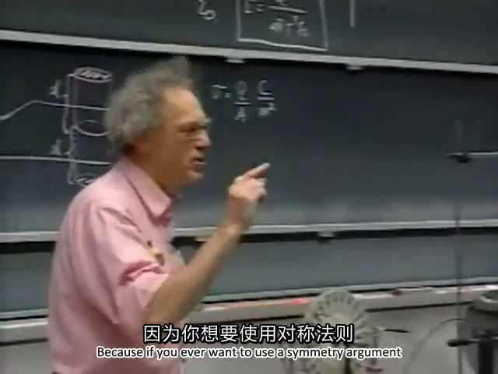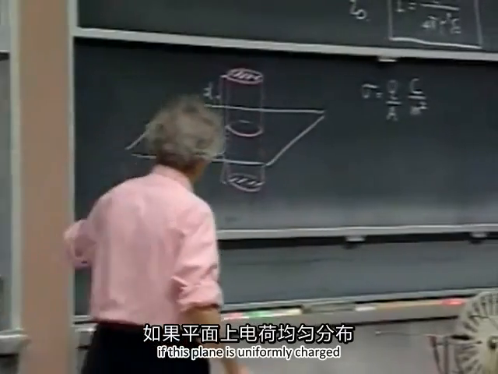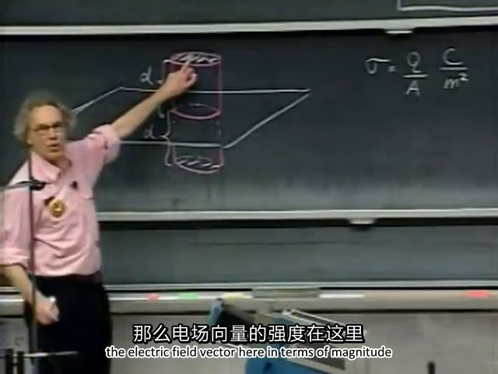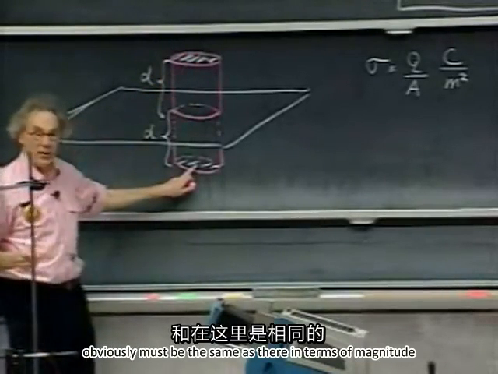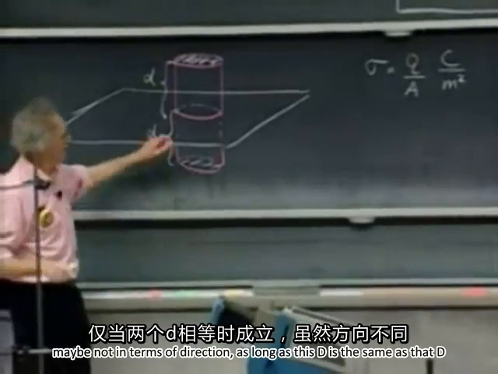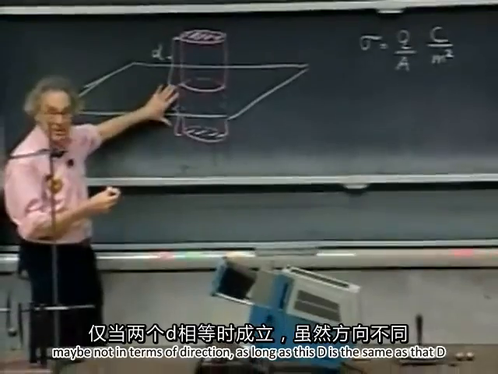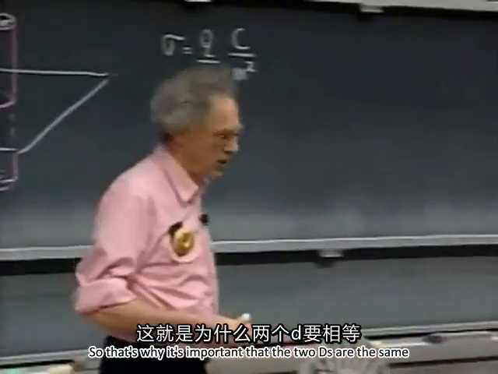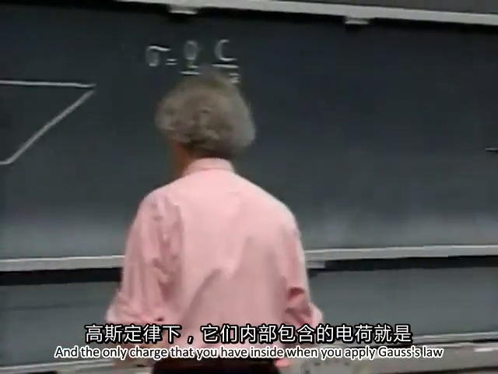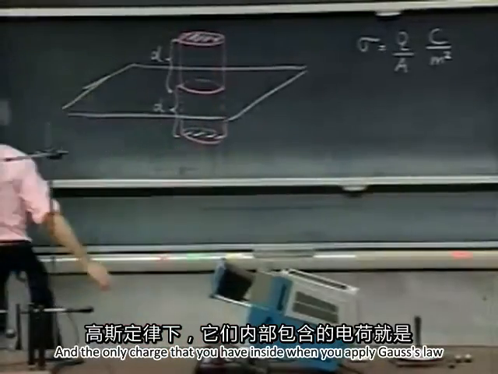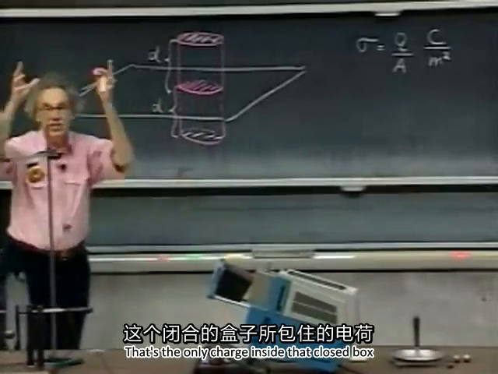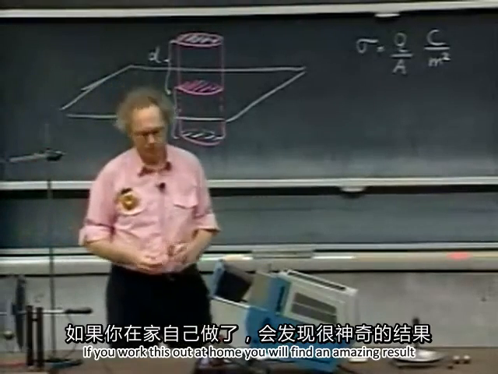Because if you ever want to use a symmetry argument, if this plane is uniformly charged, the electric field vector here, in terms of magnitude, obviously must be the same as there in terms of magnitude, maybe not in terms of direction, as long as this d is the same as that d. So that's why it's important that the two d's are the same. And the only charge that you have inside when you apply Gauss's law is the charge which is, of course, here. That's the only charge inside that closed box.